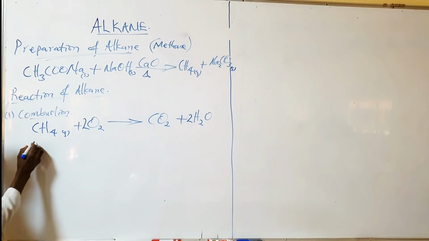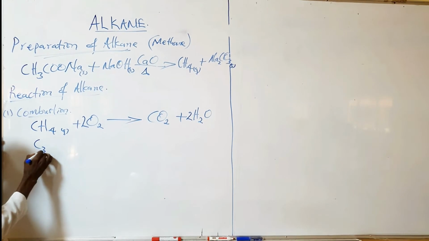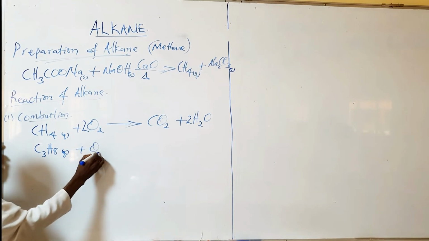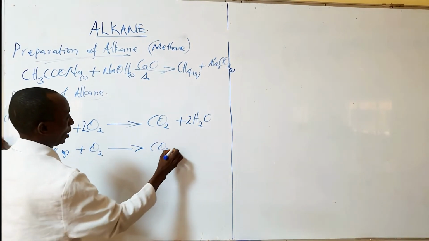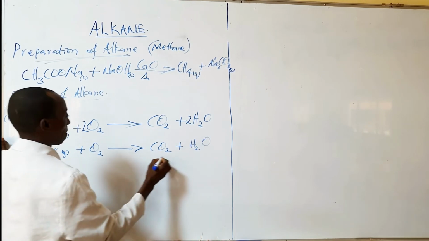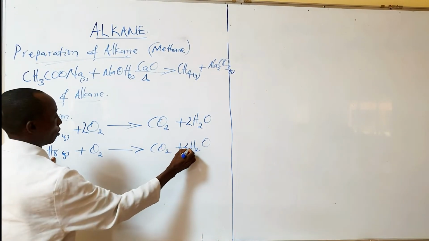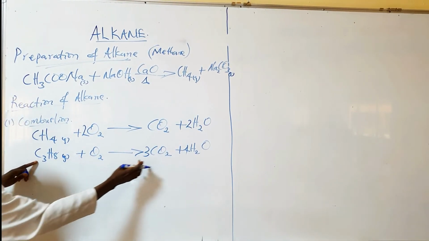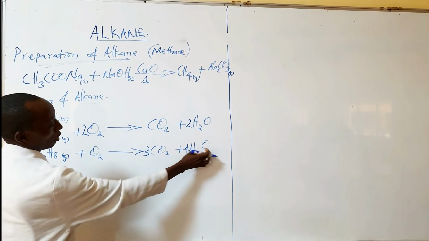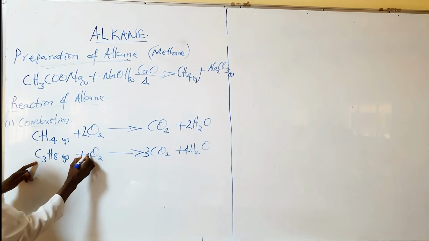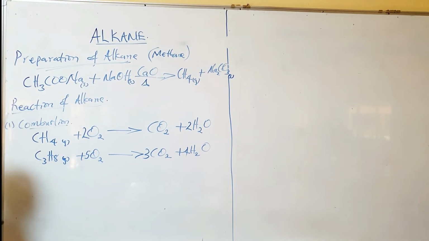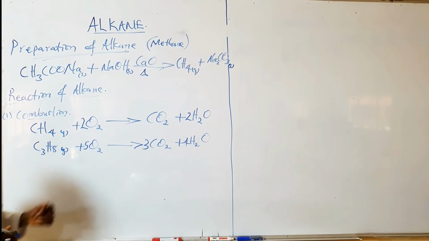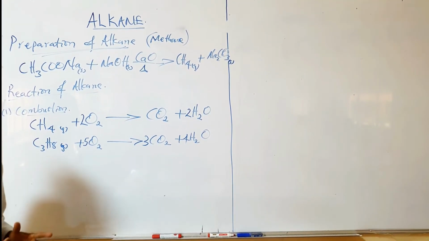If you try to combust the third member of the alkane as well, C3H8, in the presence of oxygen to give carbon dioxide and water, let's try to balance that. 4 here, making hydrogen 8. Then there are 3 carbon atoms, 3. Oxygen here, we have 6 plus 4, making 10, and that is 5 times 2, 10. So this is how you balance your reaction for combustion reaction in the presence of sufficient oxygen.